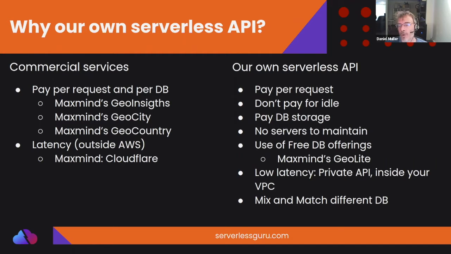And being on your own cloud or in your own account, you will get lower latency. You can start to have private APIs inside your VPC to make the connection. And you can start to mix and match different databases. And we will see that in the demo I have set up. I have 2 different databases that I mix. So I have a GeoIP from MaxMind and I have another database behind the same API.